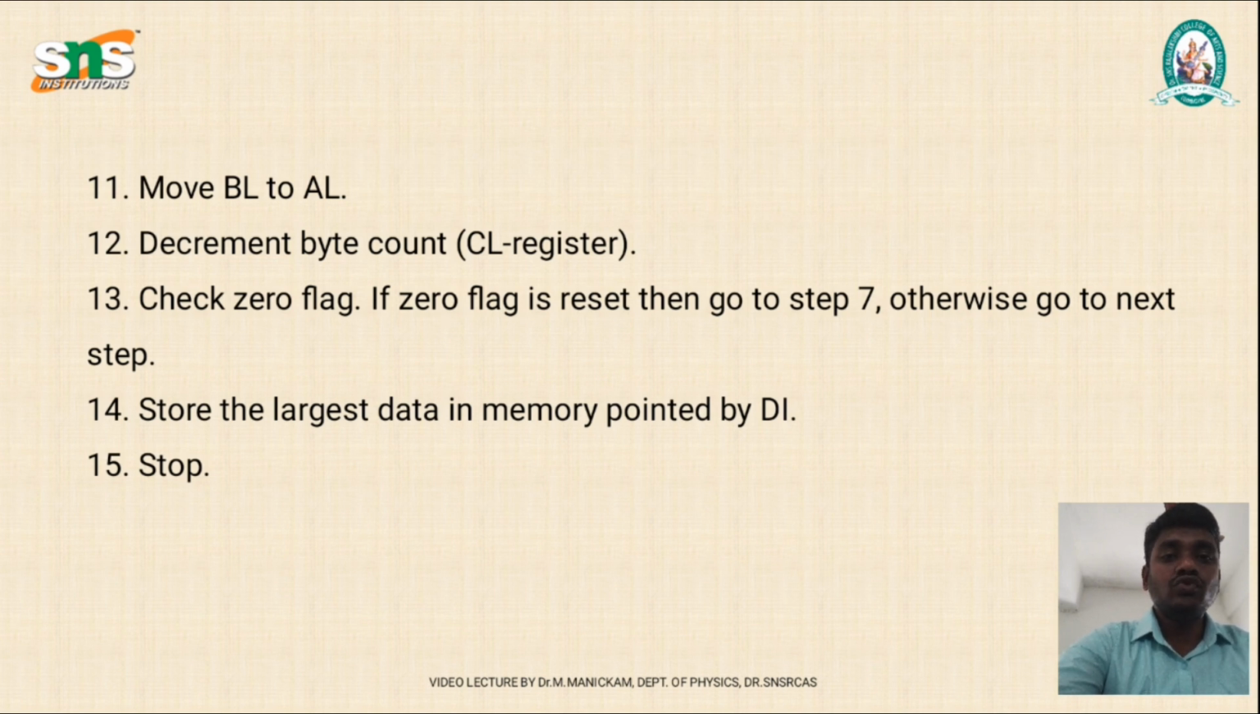Then step 11, move BL to AL, and then decrement the byte count, the CL register. Then we have to check the zero flag. If the zero flag is reset, then go to step 7. Otherwise, it will move to the next step. So after finding the largest data, it is stored in the particular address which is pointed to by the DA register. Then stop is the end of the program. So this is the step-by-step algorithm for the largest data in an array.